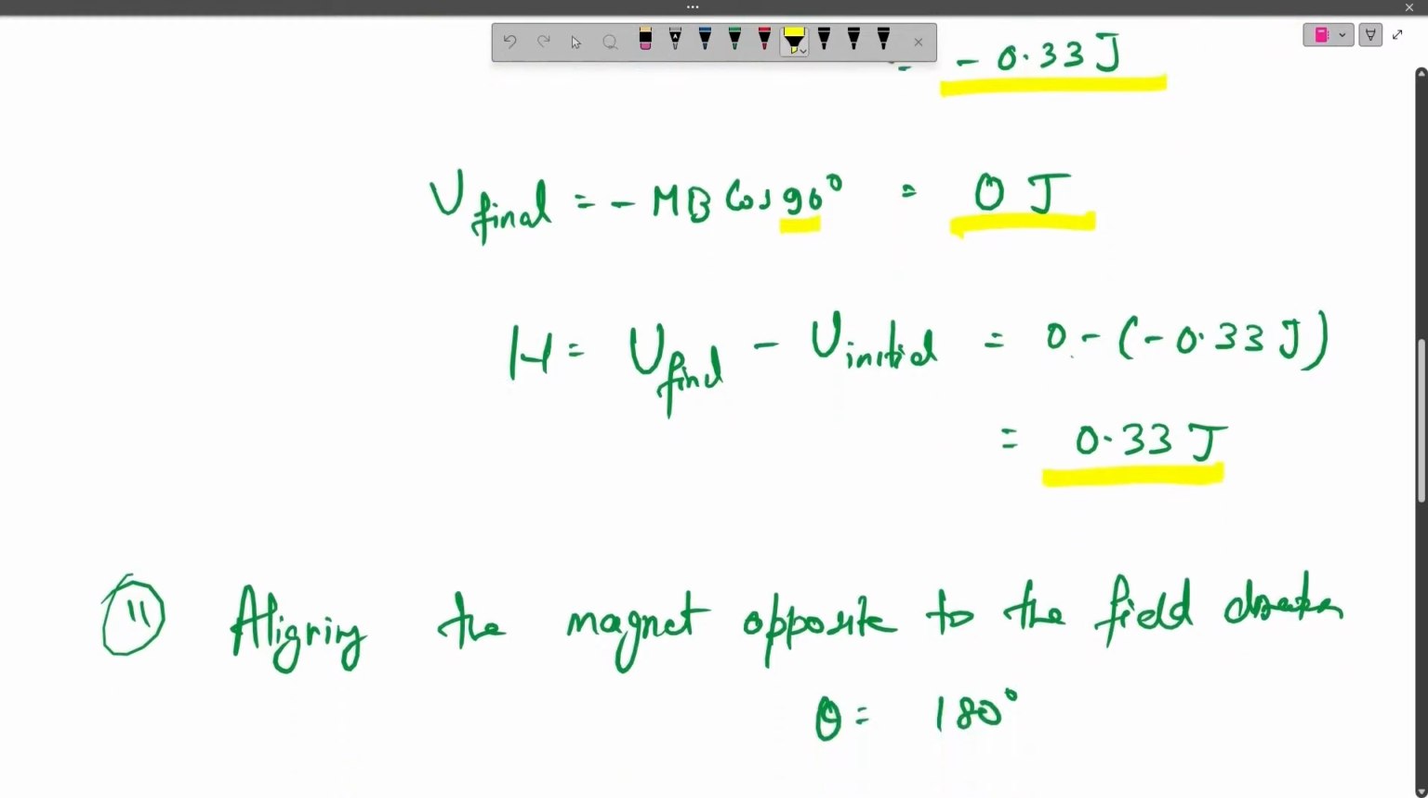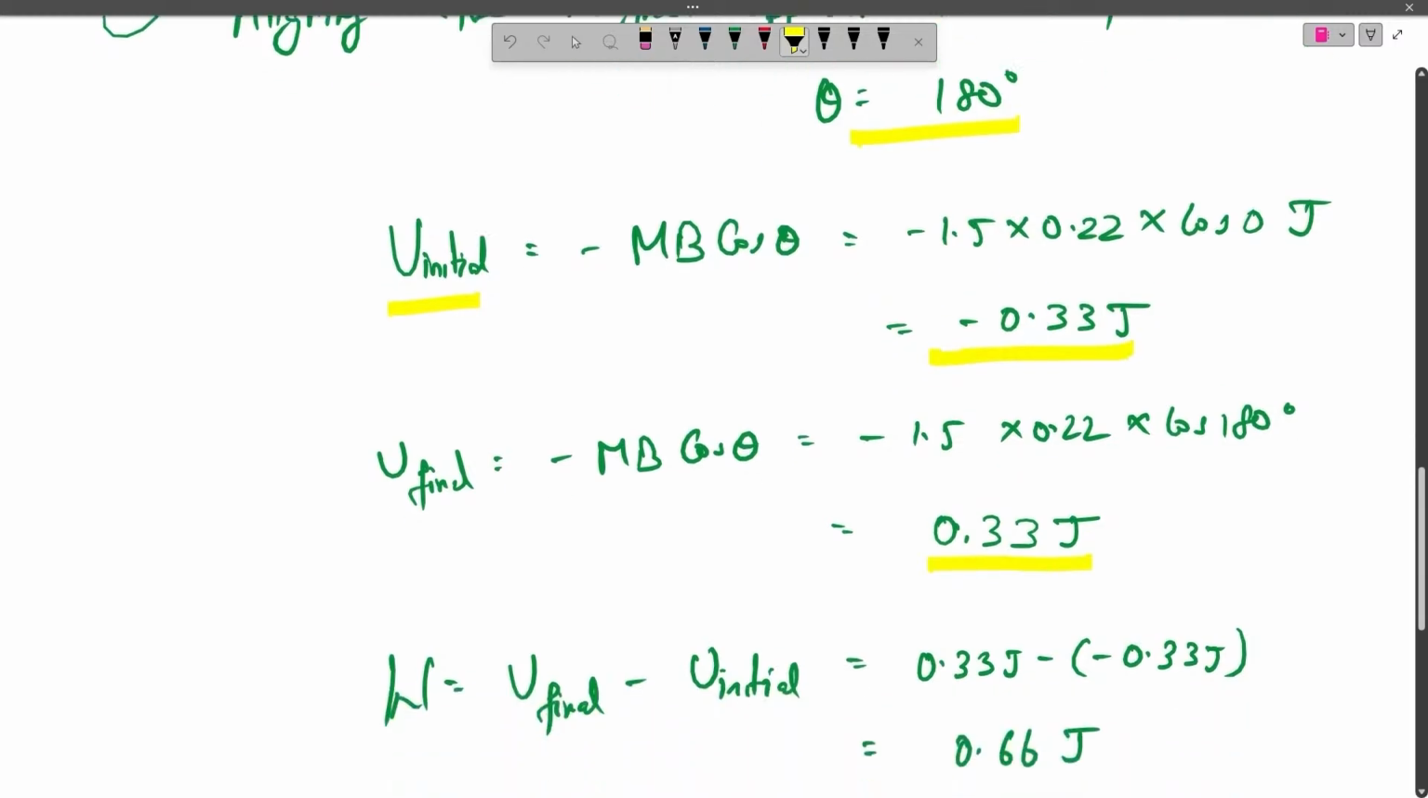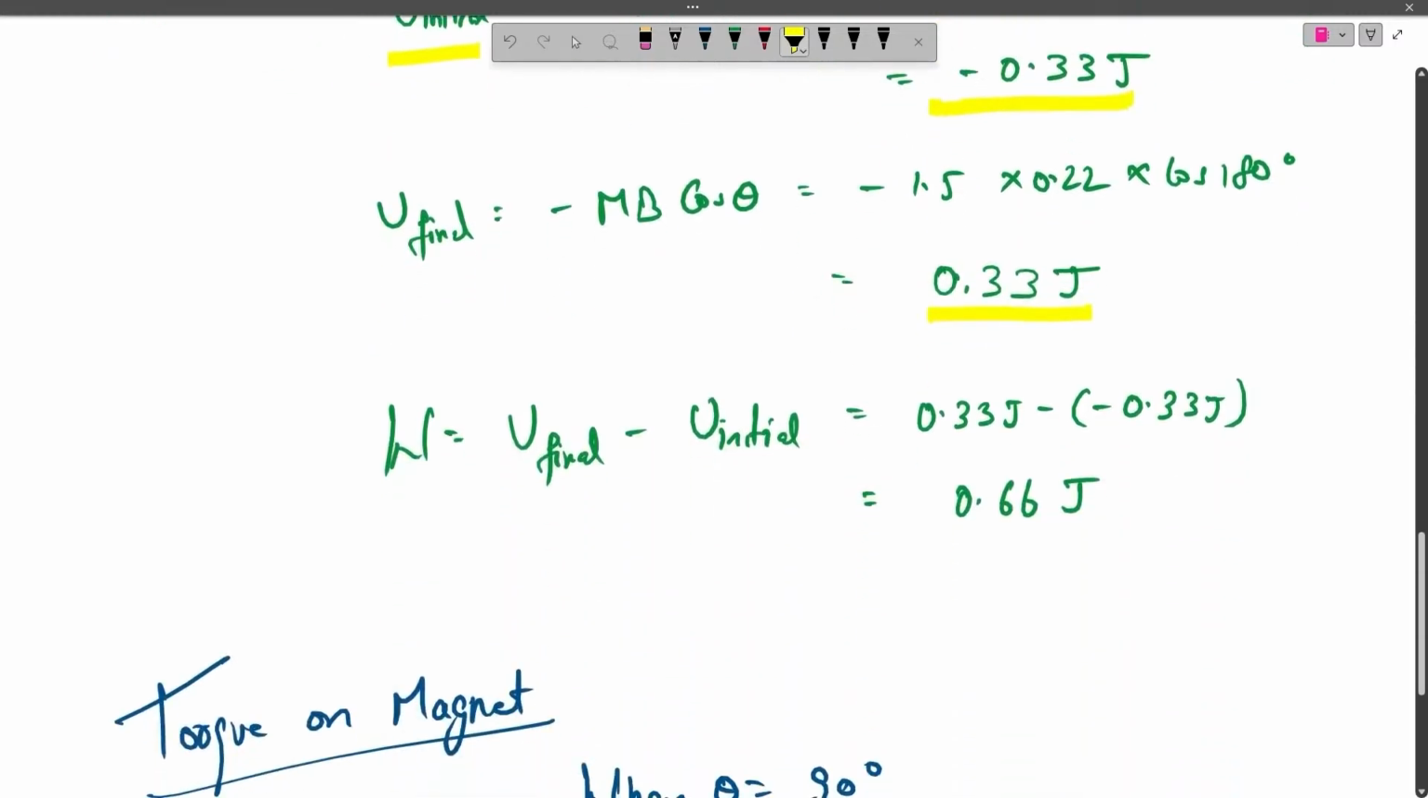Now similarly, we proceed to the second question, which said from theta equals 0 degrees to theta equals 180 degrees. Using the same approach, we find U initial, when theta equals 0 degrees, it is equal to minus 0.33 joule, and U final would be equal to 0.33 joule. So the work done would be 0.33 joule minus minus 0.33 joule, that gives us 0.66 joule.